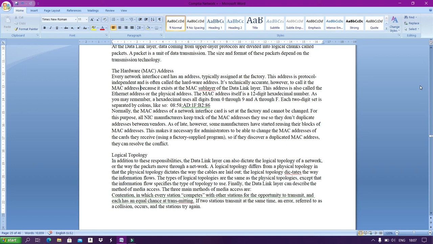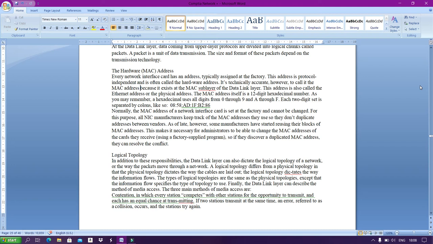The hardware MAC address. Every network interface card has an address, typically assigned at the factory. This address is protocol independent and it's often called a hardware address. It's technically accurate, however, to call it the MAC address because it exists at the MAC sublayer of the data link layer. This address is also called the Ethernet address or physical address. The MAC address itself is a 12-digit hexadecimal number.